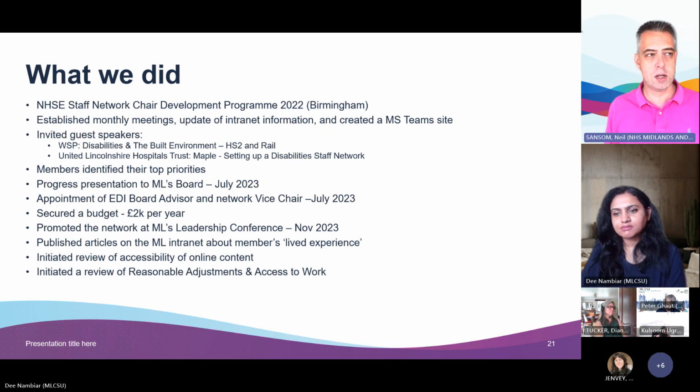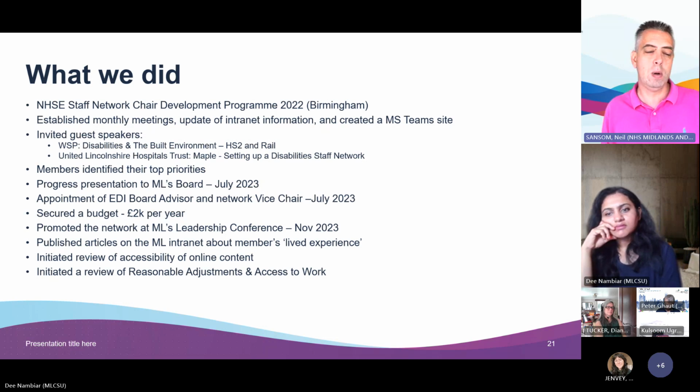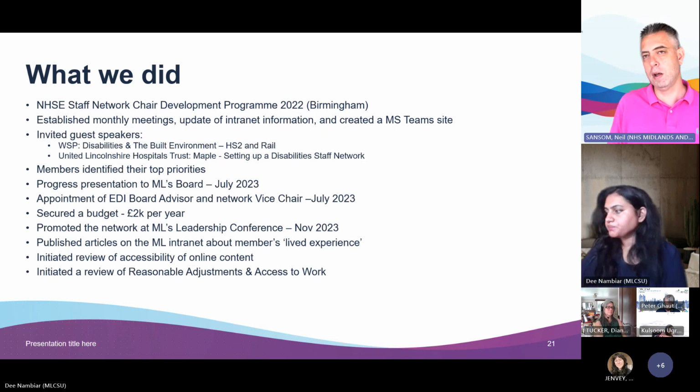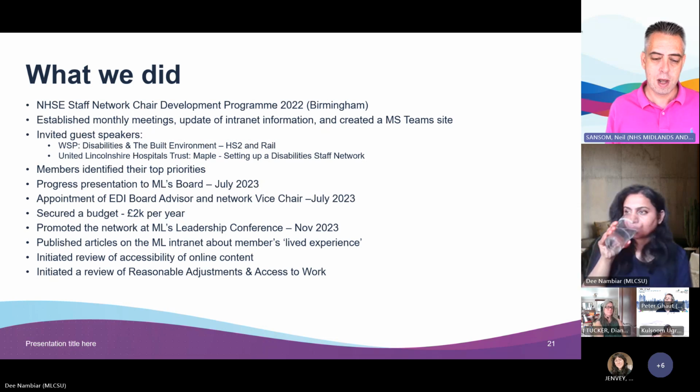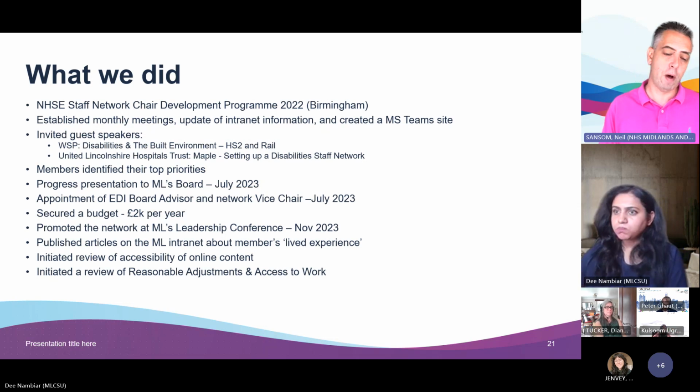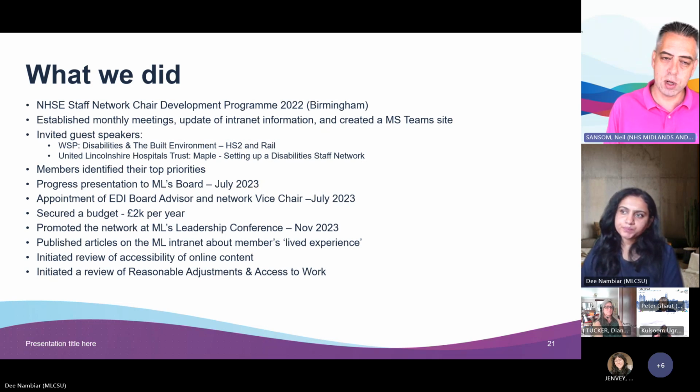So one of the examples was that the interview process was very much skewed towards neurotypical individuals. However, by making some changes, such as providing all candidates in advance with the questions for the interviews, that gives everyone the opportunity to be their best and present as well as they can within that interview environment. What we were finding was that neurodiverse individuals were being disadvantaged as part of that process. So again, that's another piece of work that's going on at the moment.